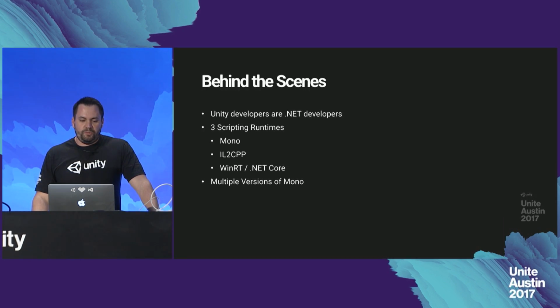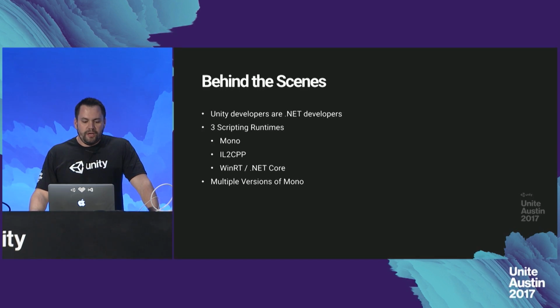In addition to being stuck on this old version of Mono, we also support a variety of scripting runtimes. We support Mono, which I already mentioned. We support IL to CPP, which is an ahead-of-time runtime that we built ourselves, with a focus on portability and performance. IL to CPP takes your .NET code, converts it to C++, and compiles it with a native platform compiler. And for our UWP platforms, we have a WinRT .NET Core-based scripting runtime.